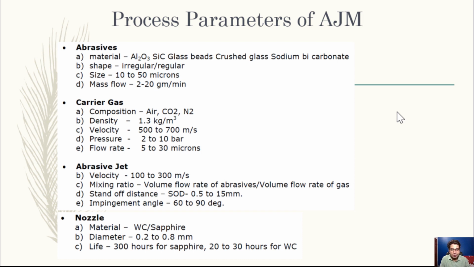Then an abrasive jet of velocity 100 to 300 meter per second may be used. The mixing ratio depends on the level of surface finish or material removal rate we seek to get from the machining process. Then for the nozzle, as we have already discussed, tungsten carbide and sapphire may be used, which have different nozzle lives.